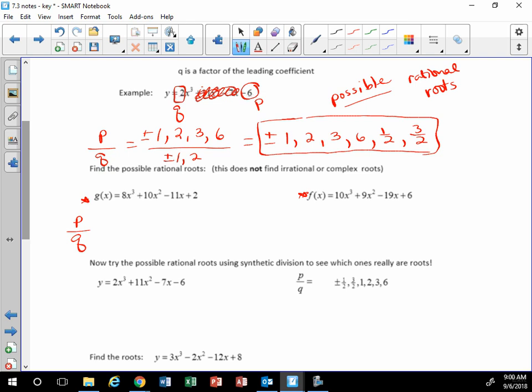All right, guys, let's look at them. So for the g of x, my constant was 2. So factors of that are just plus or minus 1 and 2, right? Leading coefficient is 8. A few more factors there. 1, 2, 4, 8. Okay.